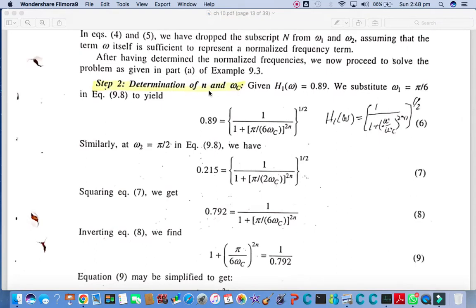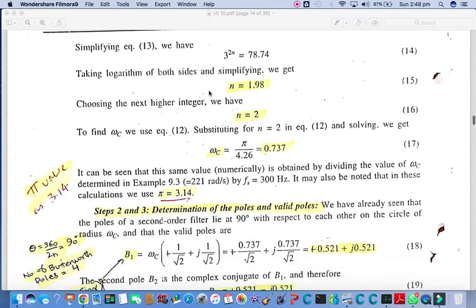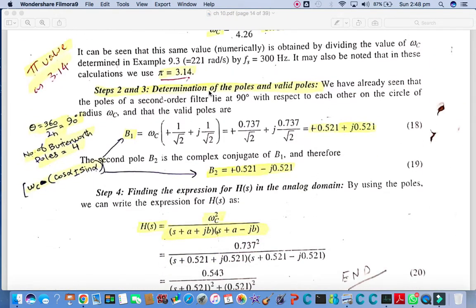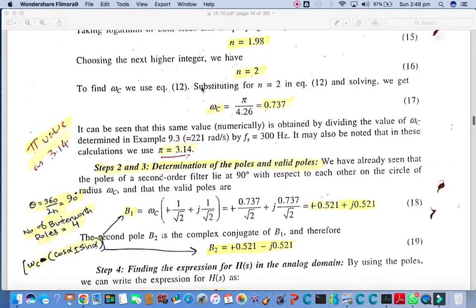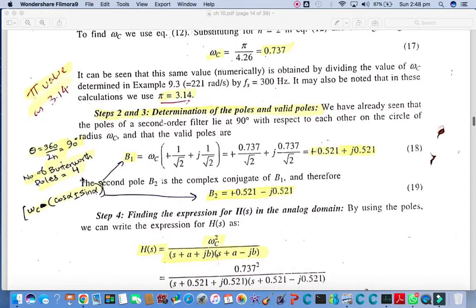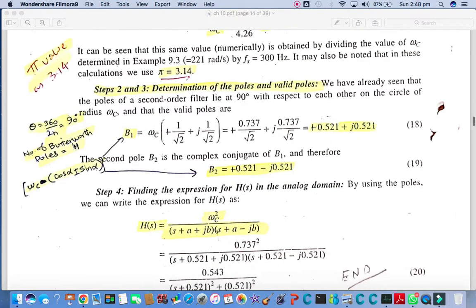This is the second step, and it is the same step which was involved in the design of the analog filter. Okay, so now we are going to determine the poles and the valid poles for the Butterworth case, which model we are following. So we know that we have n is equal to 2, so we have 2n to calculate the Butterworth poles, which is 4, and we have to calculate the angle between those by this formula. 360 divided by 2n, we get 90 degrees, and we have to calculate the valid poles, which can be calculated by this Euler formula over here to calculate the conjugate poles, as we have discussed in the previous lecture of the analog filter design.